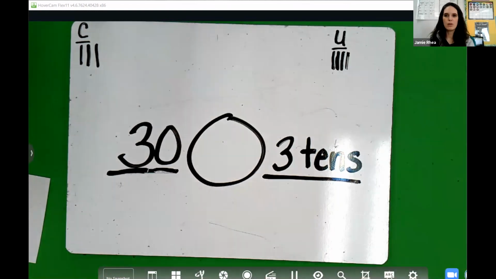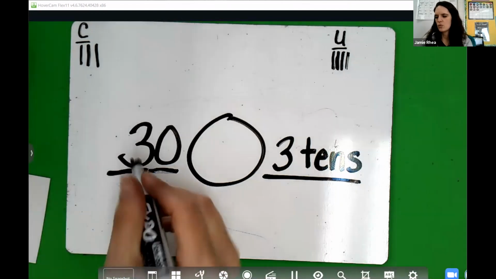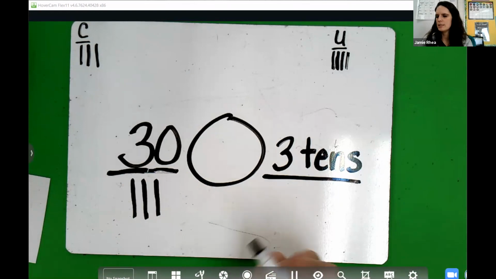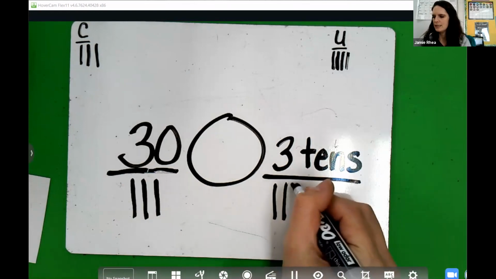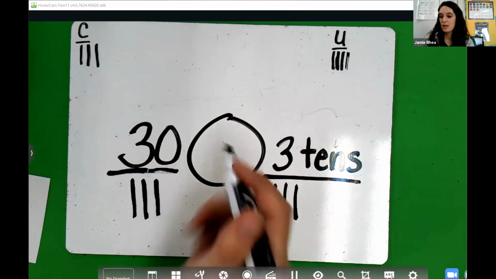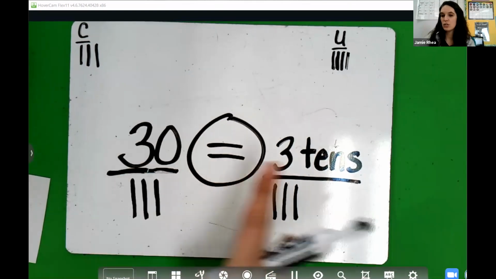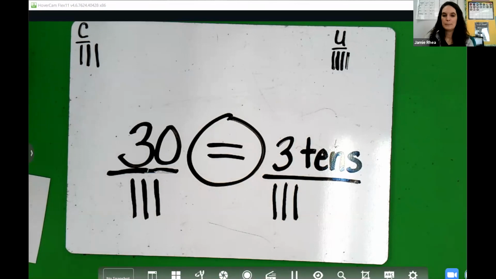So they're both 0. So if 30 is 3 tens and no ones, and 3 tens is no ones, this would be equal. So 30 is equal to 3 tens. The correct sign is equal to. 30 is equal to 3 tens.